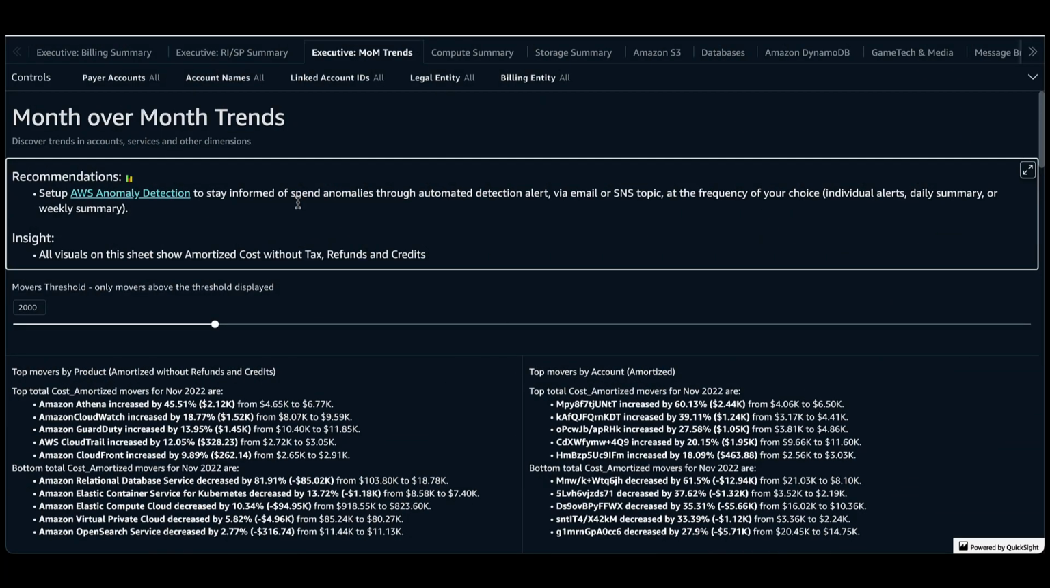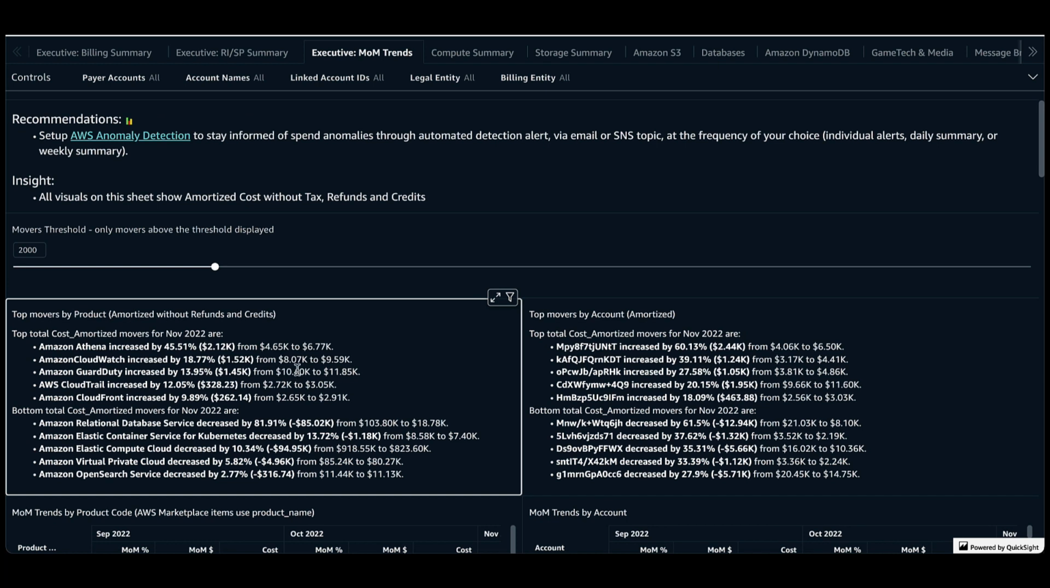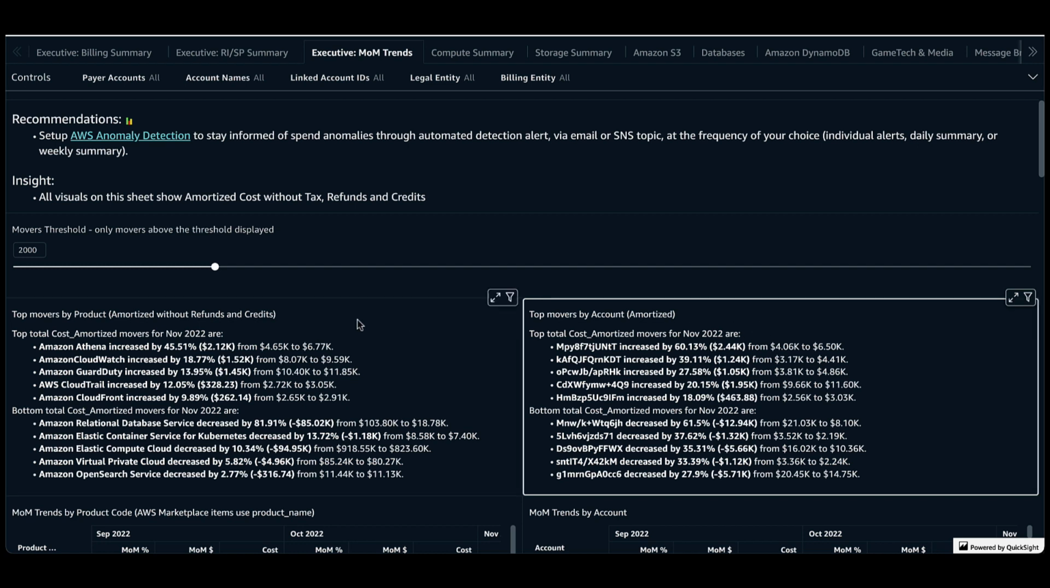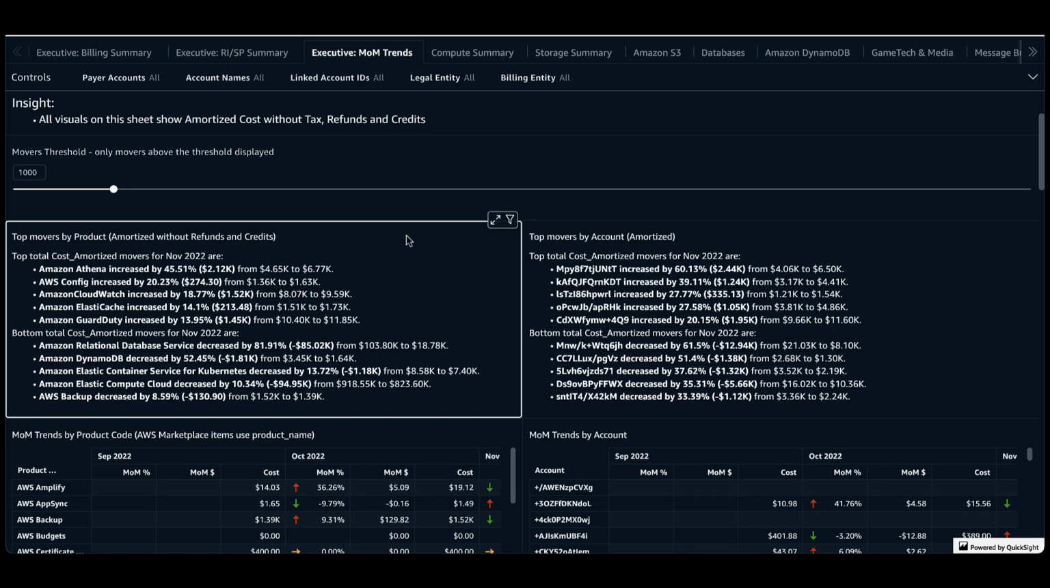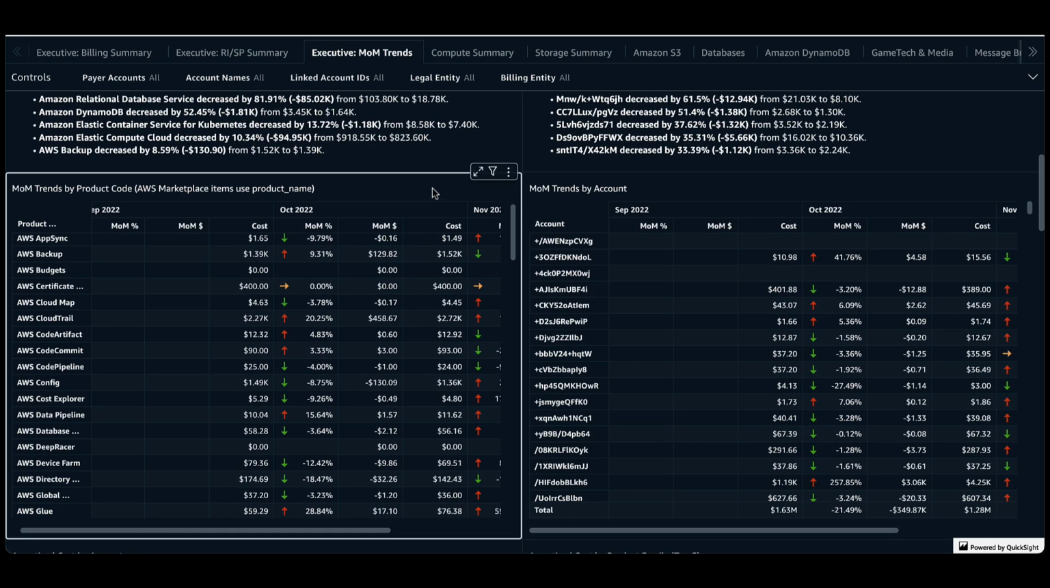The main purpose of month-over-month trends tab is to help you quickly identify the most moving parts within your organization. We start with two visuals which provide you auto-generated top and bottom movers for AWS services and top and bottom movers for AWS accounts. By default, threshold is set to $2,000 per month, but if you'd like to adjust it, you can do that by moving this slide bar so your top and bottom movers will be adjusted according to the threshold. If you want to understand trends for all your AWS services and all your AWS accounts, you can use those two visuals below.